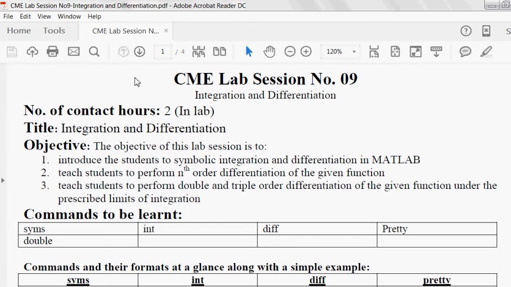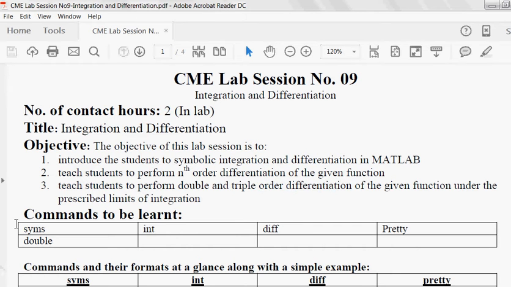Okay, now let us look into how to perform symbolic integration and differentiation using MATLAB. The objectives of this particular program are multifold. First is to introduce you to symbolic integration and differentiation using MATLAB, and perform nth order differentiation of a given function, and double and triple integrals of the given function under the prescribed limits of integration.